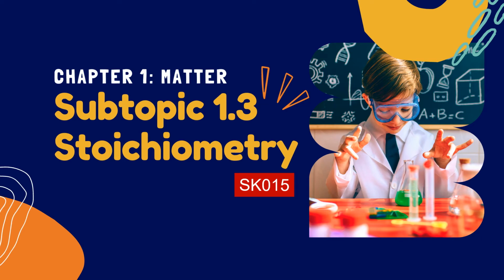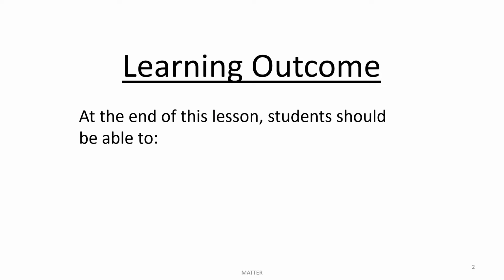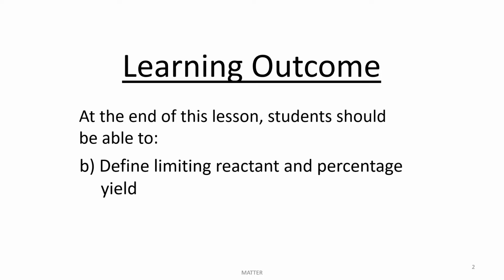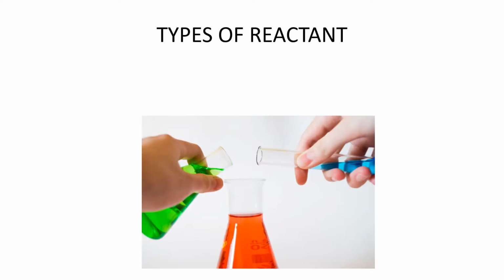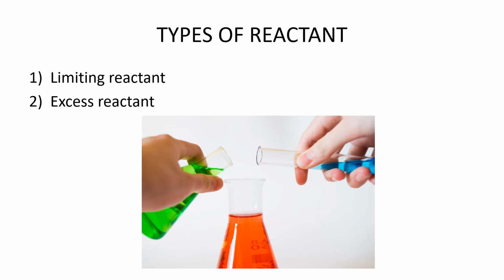Chemistry SK015, Chapter 1, Matter, Subtopic 1.3, Stoichiometry. Learning outcome: at the end of this lesson, students should be able to define a limiting reactant and percentage yield. There are two types of reactants, limiting reactants and excess reactants.